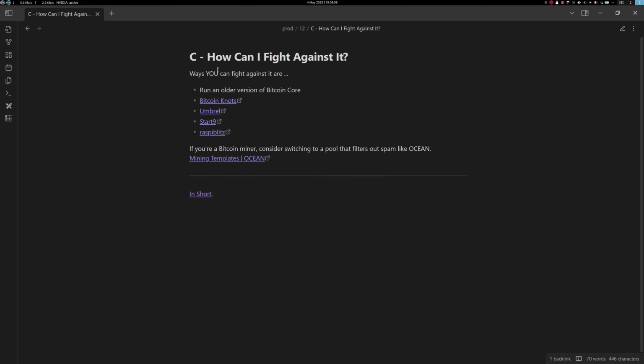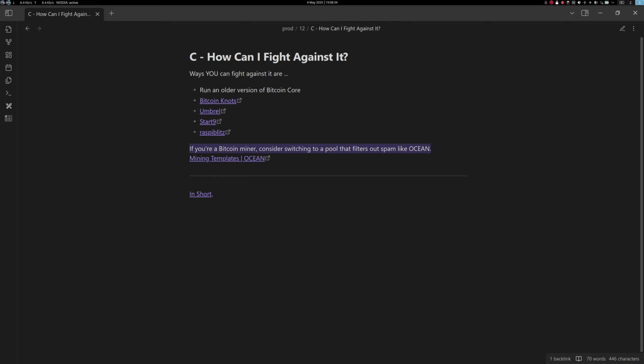Now, how can you fight against these Bitcoin Core changes? Ways you can fight against it are running older versions of Bitcoin Core. If you don't update your node, those changes won't apply to your node. You can run another version of Bitcoin Core like Bitcoin Knots that doesn't have these features in it. You can use Bitcoin Knots on Umbrel, Start9, Raspberry Blitz.